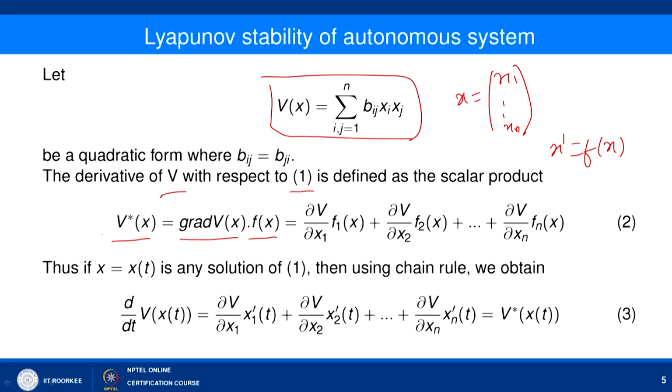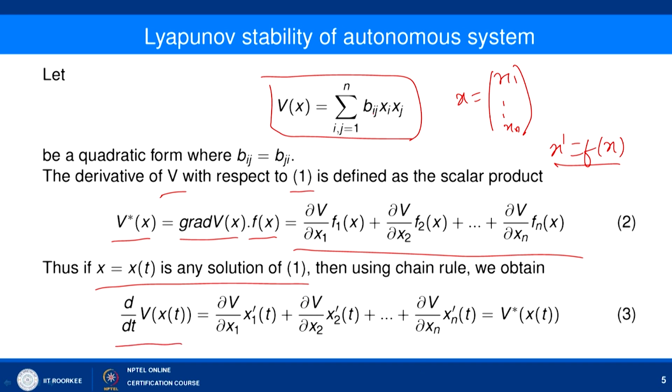So, V*(x) we define as grad V(x) dot f(x), and it is given by the expression in 2. Now, if x equal to x(t) is any solution of 1, meaning x' equal to f(x), then we can in fact use the chain rule to obtain d/dt of V(x(t)).